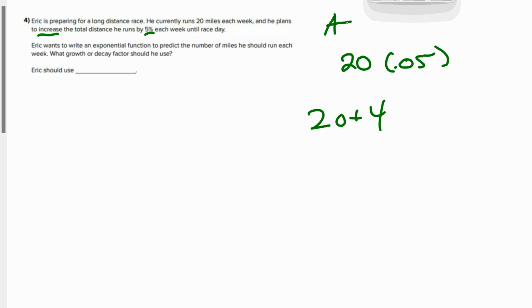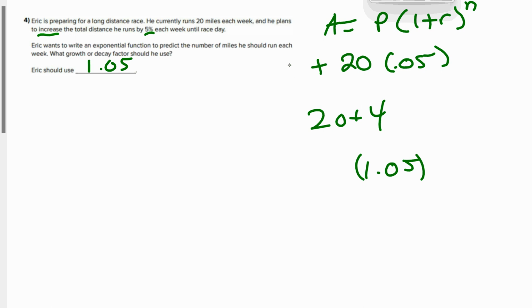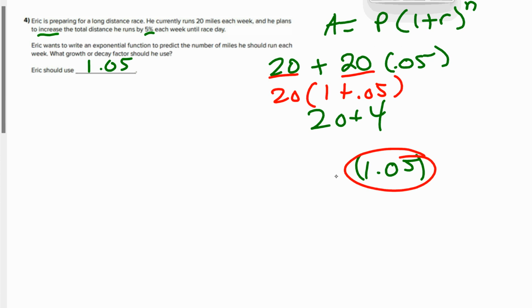And so this is where it comes back to that formula where we have our principal times 1 plus our rate, raised to n, how many times we're going to do it. So it's 1 plus our rate, and our rate is 0.05. So it's 1 plus 0.05, so 1.05 is our growth rate. And you could figure that out by saying, okay, he's going to run 4 miles, but we add 20, right? So we have to add 20 to that. Well, if I factor out 20 from both these two terms, we get 20 times (1 plus 0.05), which is 1.05. And that's all they asked for, the growth.